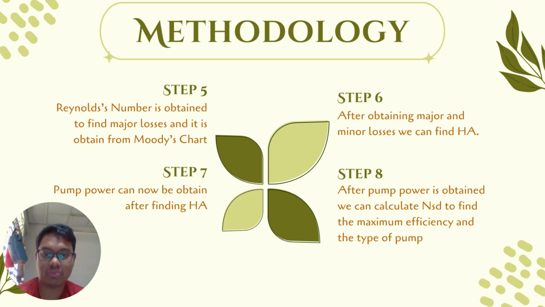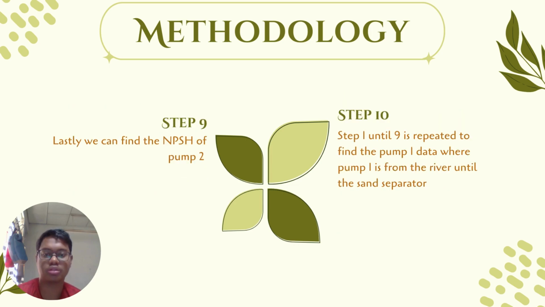Step 7, pump power can be obtained after finding HA. And then step 8, after pump power is obtained, we can calculate the specific speed to find the maximum efficiency and the type of pump. Step 9, we can find the NPSH for pump 2. Steps 1 until 9 are repeated to find the pump 1 data, where pump 1 is from the river until the sand separator.